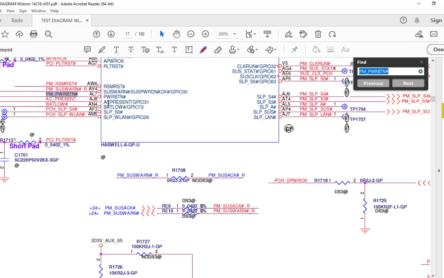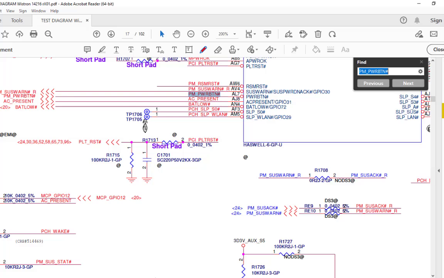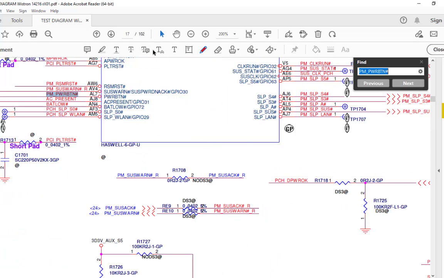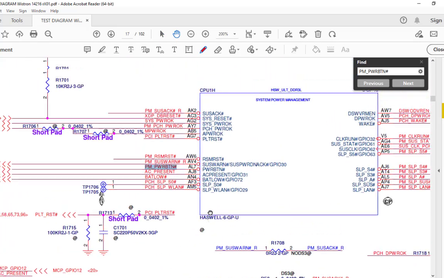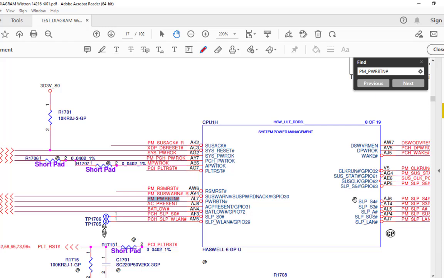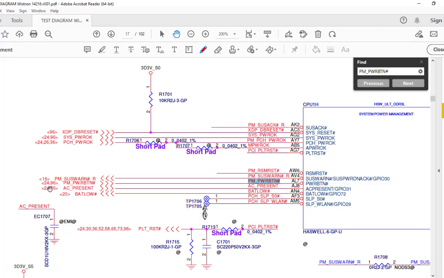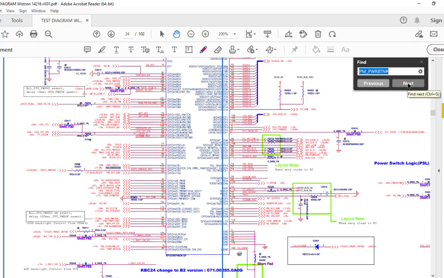Now here is my CPU. So this is the power button input to the CPU. You can see how you identify whether it is a CPU: the pin numbers like AK2, AC3. These are BGA CPU pins, and here it also mentions HSW, Haswell. Okay, and this information is coming from page number 24. So we'll go to the next.